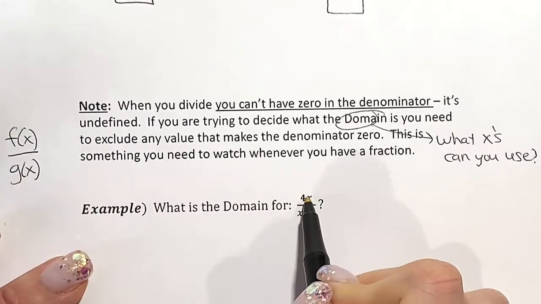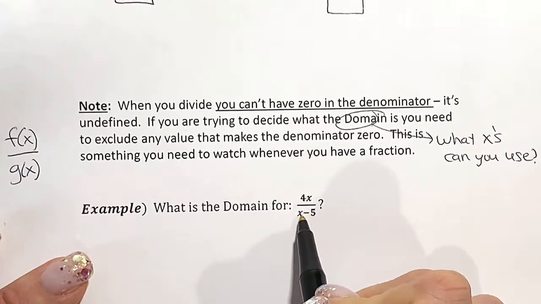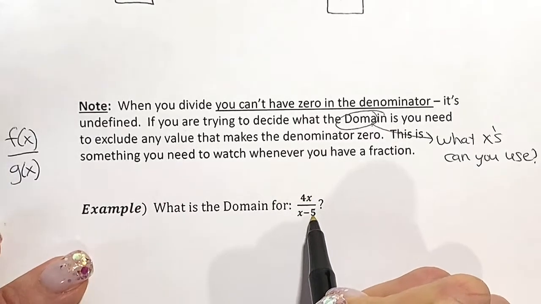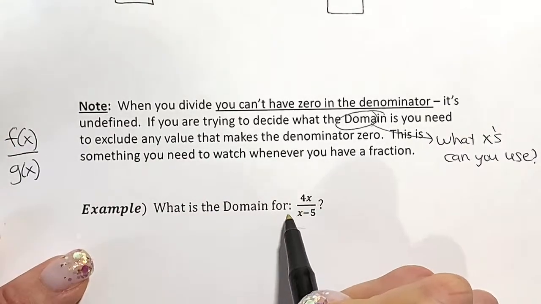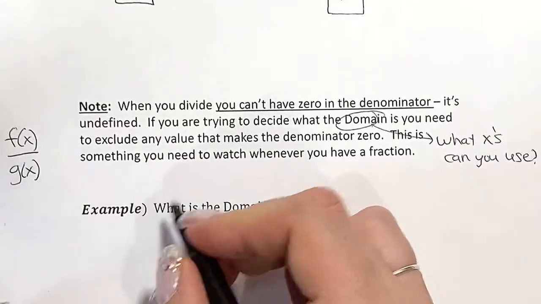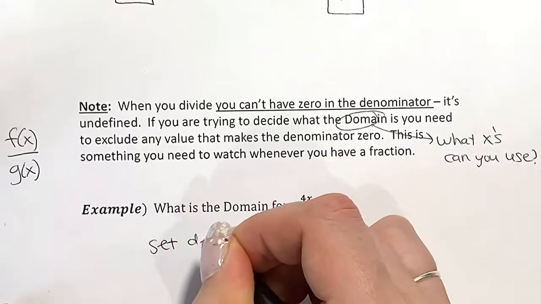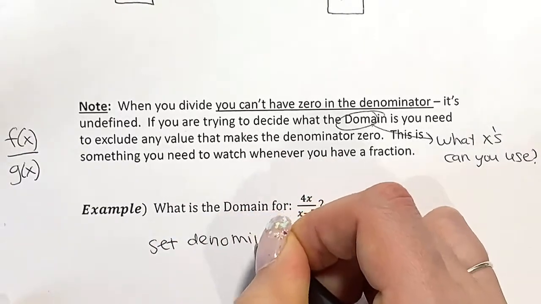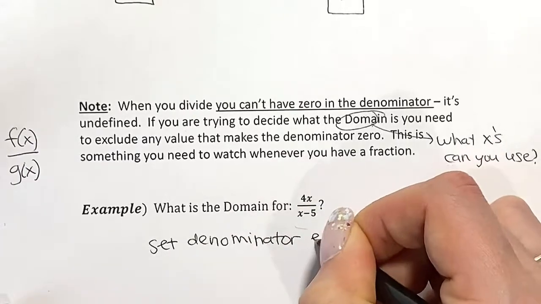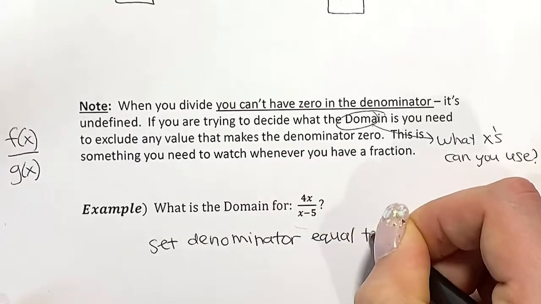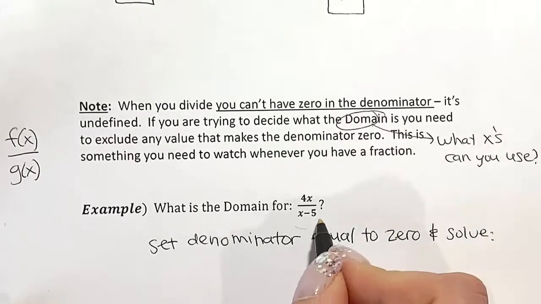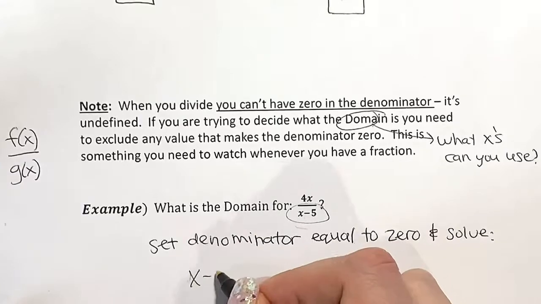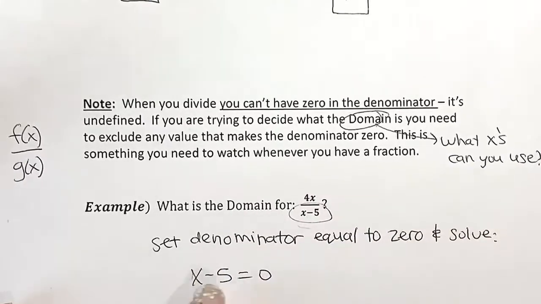So let's say our f function is 4x and g is x minus 5. So we have 4x over x minus 5. Remember, I can't divide by 0. So I need to think, when would this denominator equal 0? To get your domain, we're going to set the denominator equal to 0 and solve. So I'm going to take this x minus 5 and set it equal to 0. I want to know when this equals 0, because I can't have that.